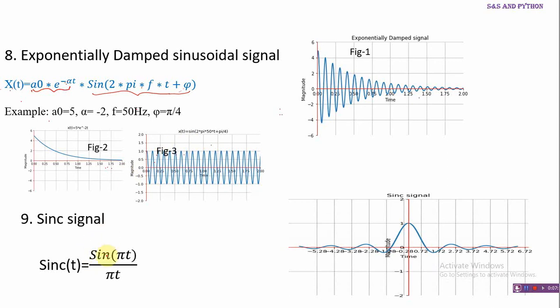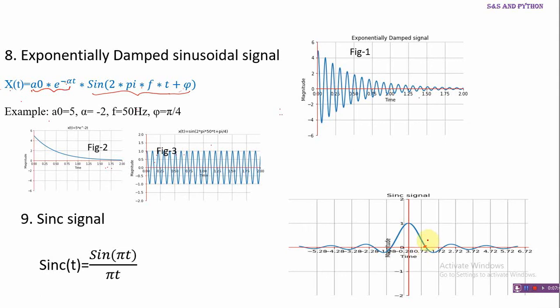So next is a sinc signal. A sinc signal is given by sinc of t equal to sine of pi t divided by pi t. This is a normalized sinc signal. So this will have a value 1 at t equal to 0, and on either side of the y axis, the amplitude of the signal goes on decreasing, and the signal crosses the 0.